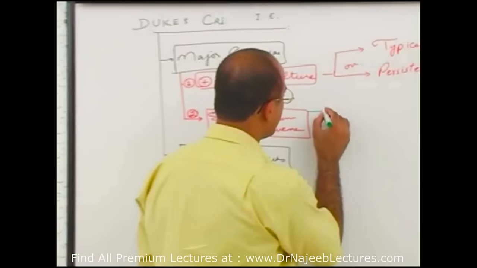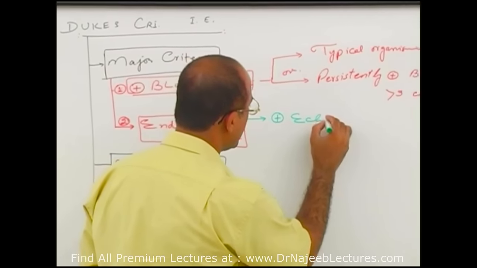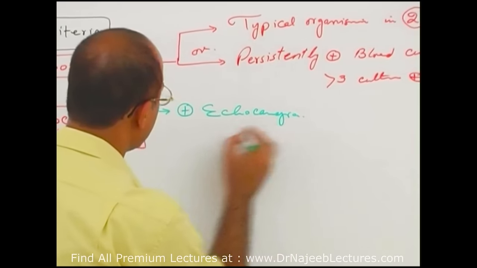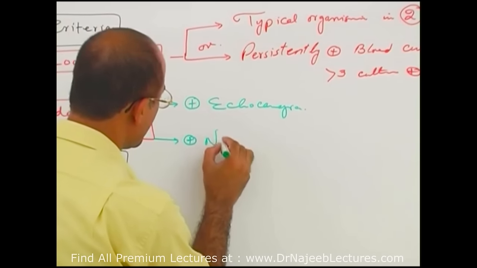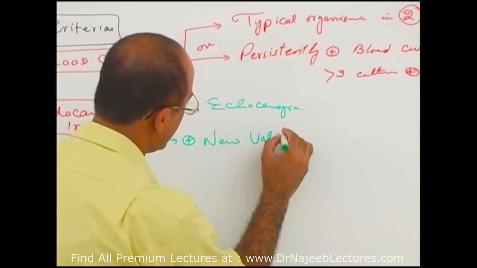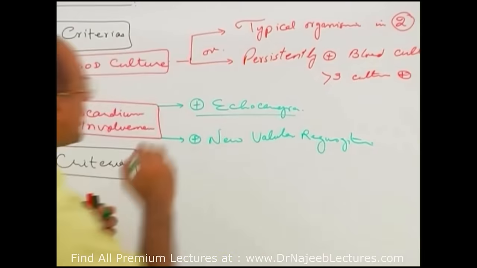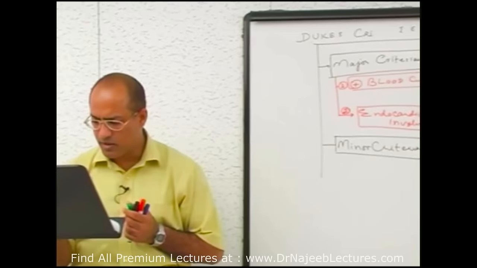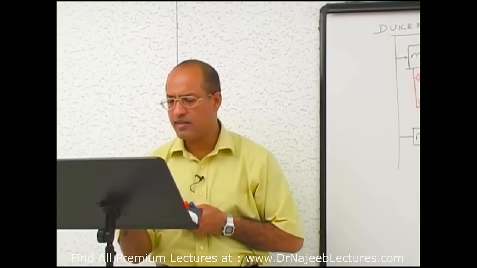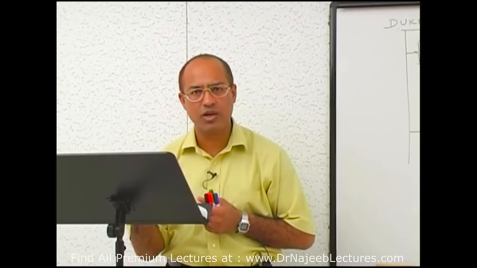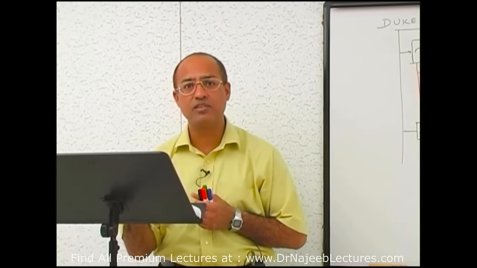There may be positive echocardiographic findings, or there may be new valvular regurgitation. Now, what is the positive echocardiographic finding? You must be able to see vegetations on echo, or there must be intracardiac abscesses on the echo, or you may find dehiscence of the valve, where the artificial valve is not properly placed at its normal position.